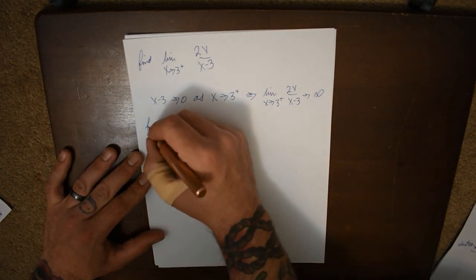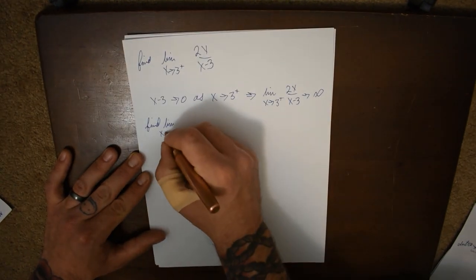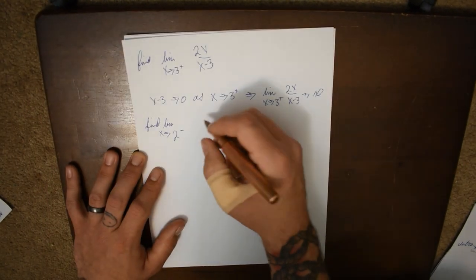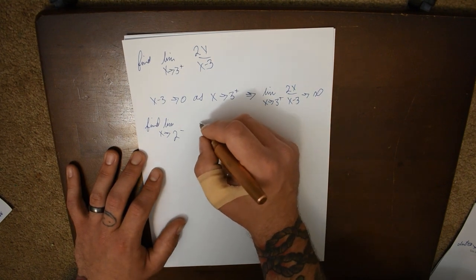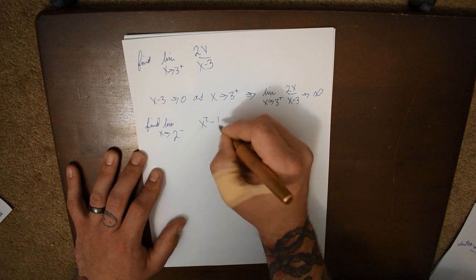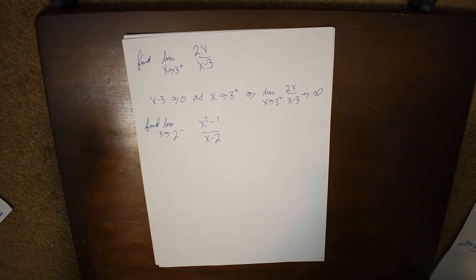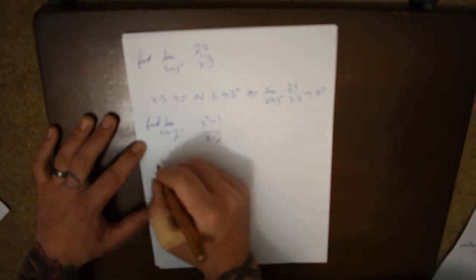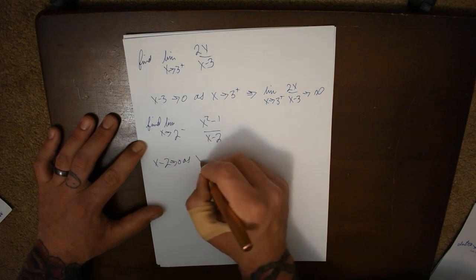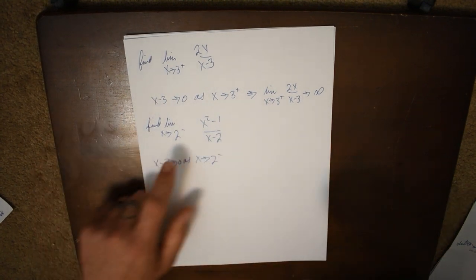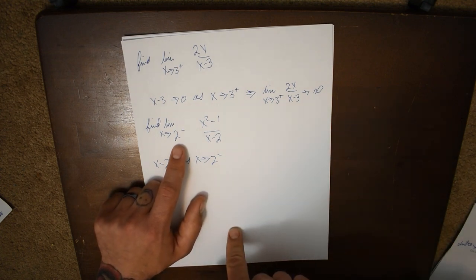If you wanted to find the limit as x approaches 2 from the left, we'll say x squared minus 1 all over x minus 2. Once again, x minus 2 goes to 0 as x goes to 2 from the left. Now, we're going to 2 from the left.